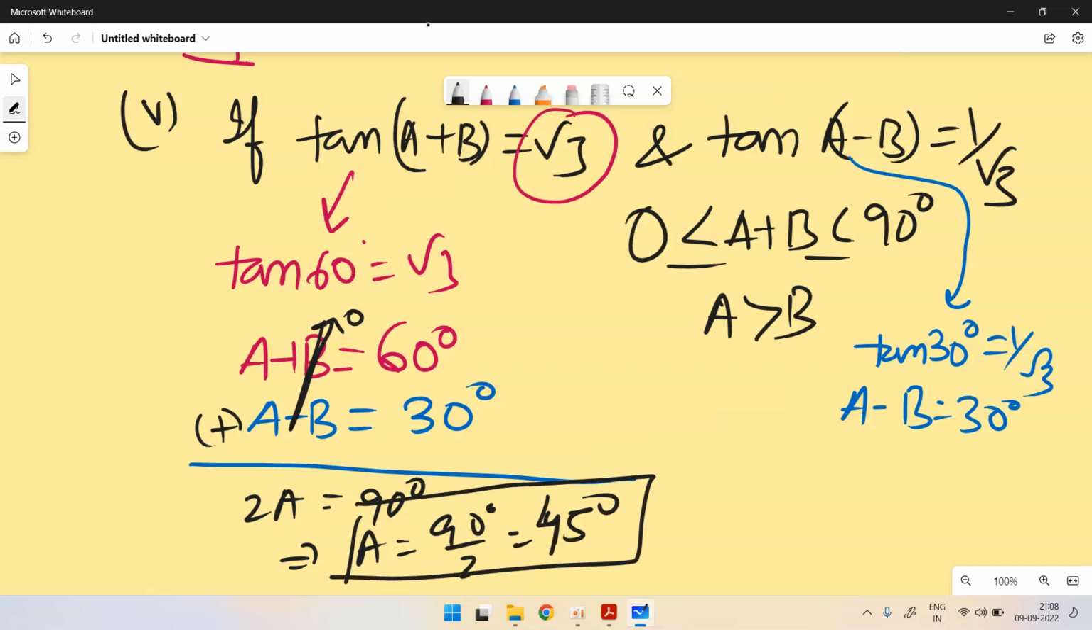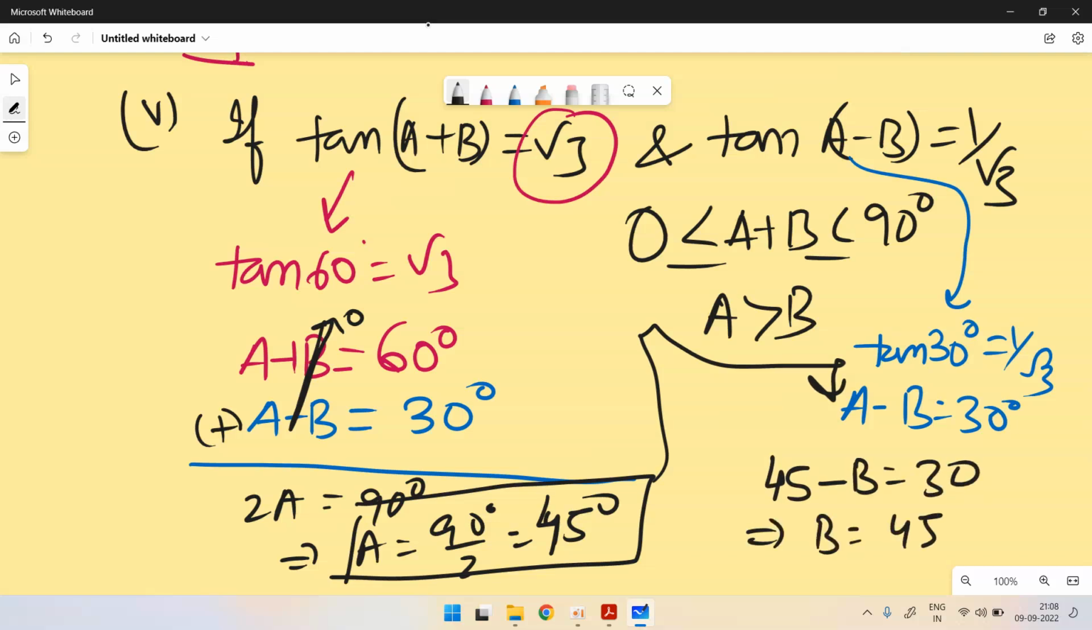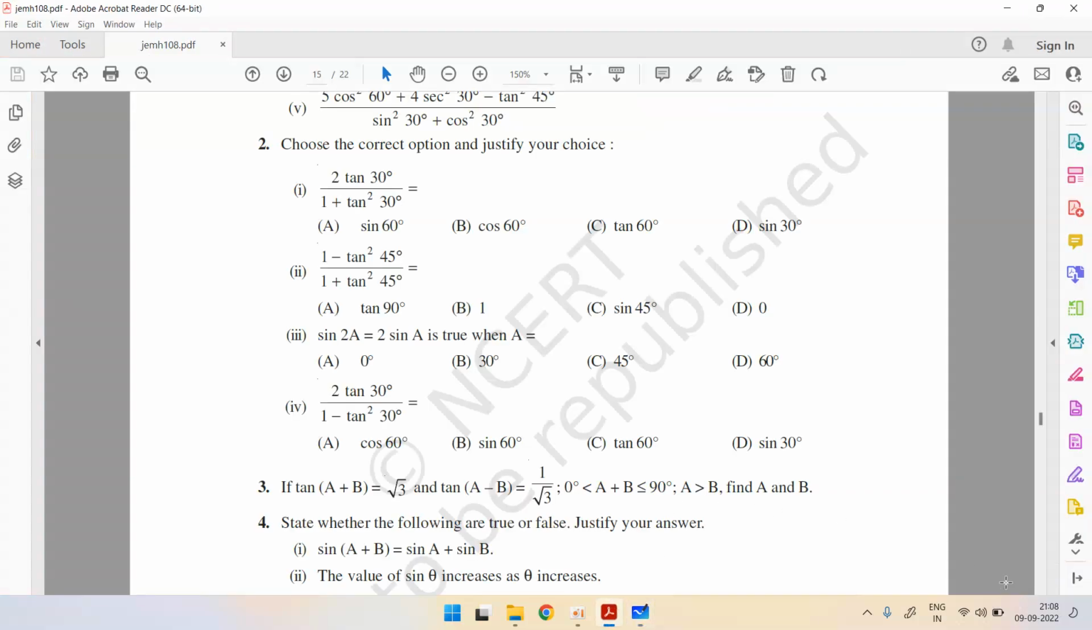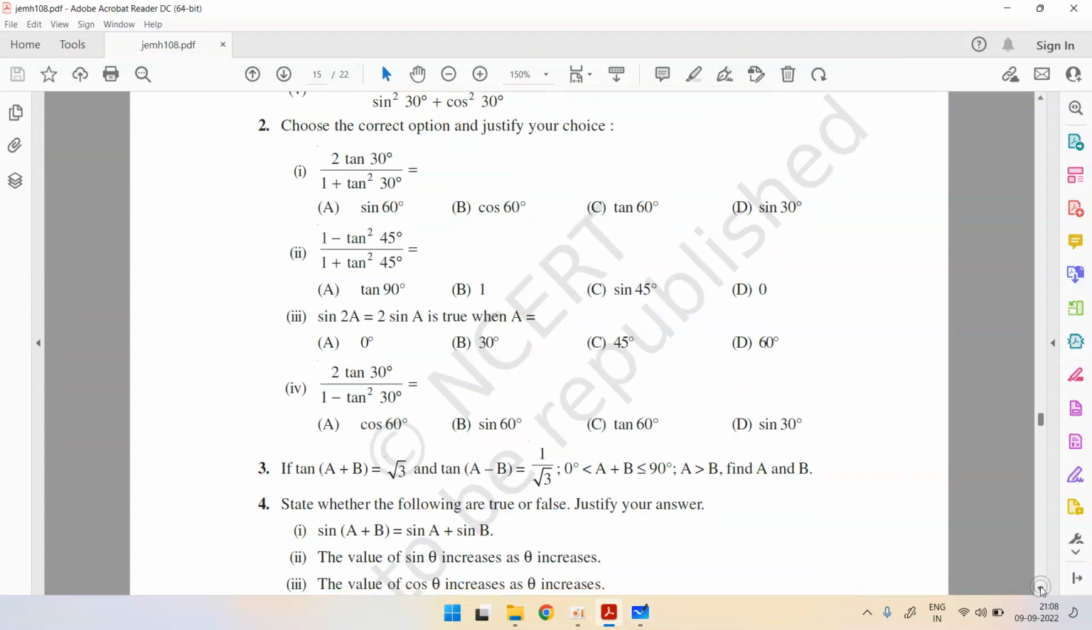And if you substitute this value of 45 degree in this equation, a minus b equals 30, a is 45, so 45 minus b equal to 30 degree, which implies that your b is nothing but 45 minus 30, nothing but 15 degree. That is, a is 45 degree and b is 15 degree. This is your answer.